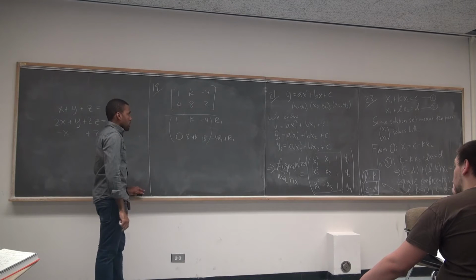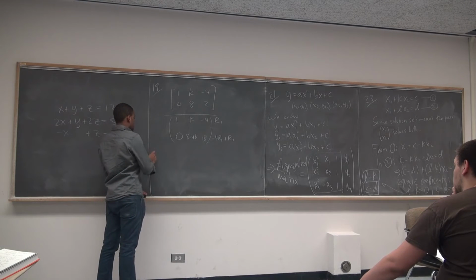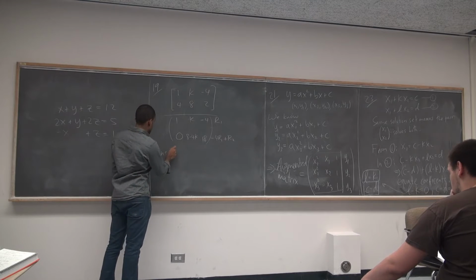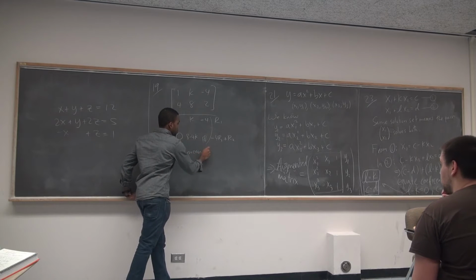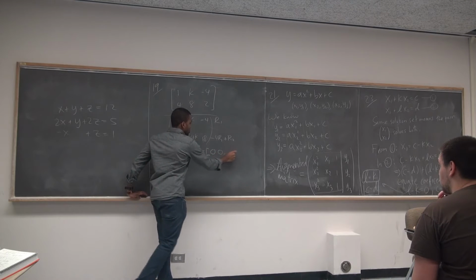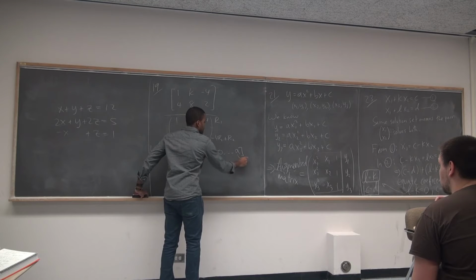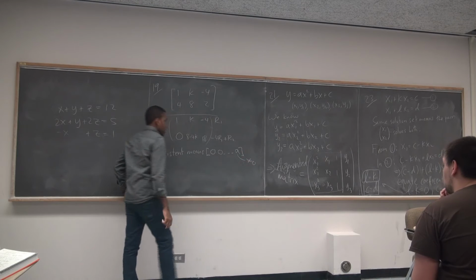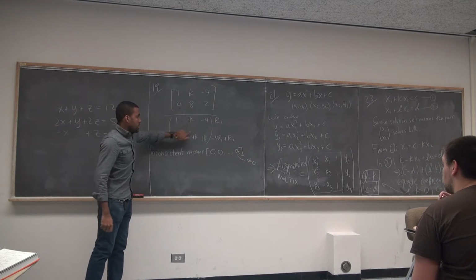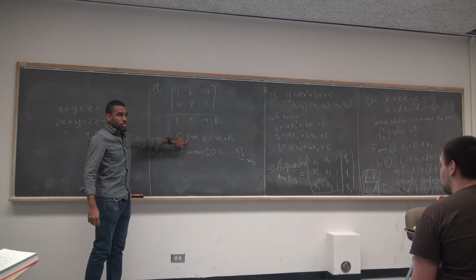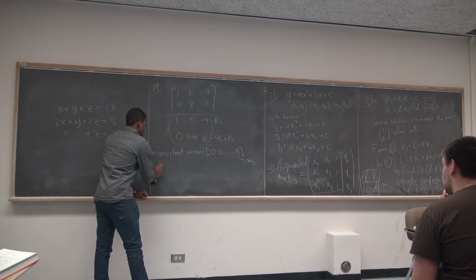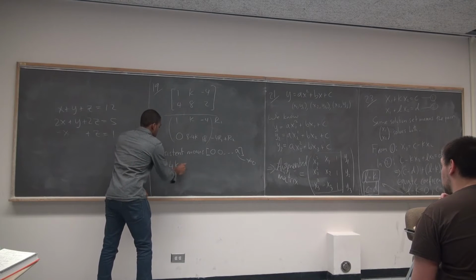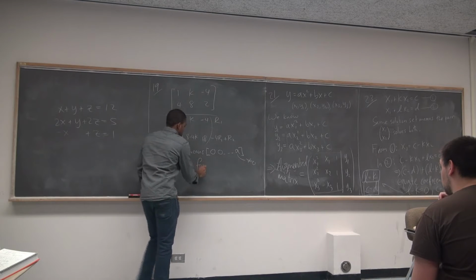Now remember what we had for consistent, right? Inconsistent means you have a row that looks like 0, 0, and then a number at the end that's non-zero, right? In other words, if this is 0, that's bad, right? So 8 minus 4k not equals 0 for consistency.